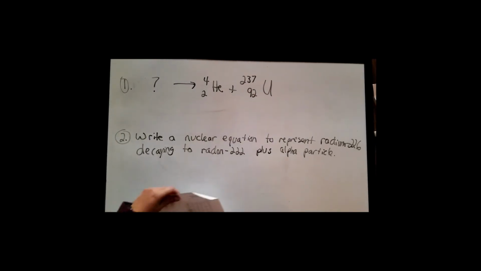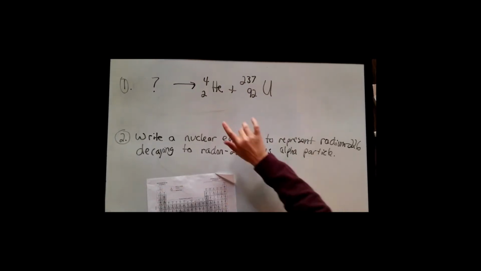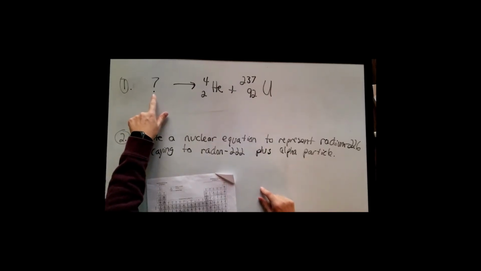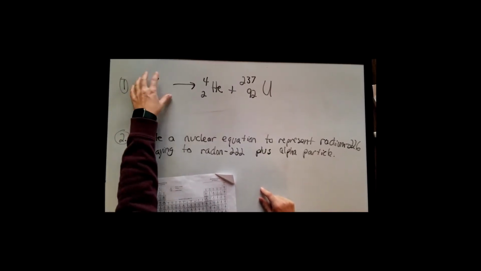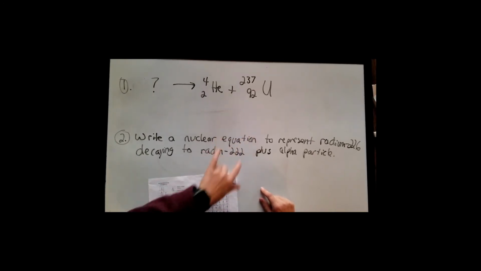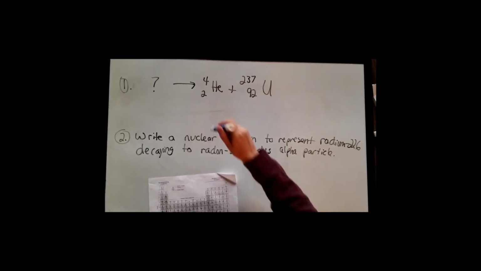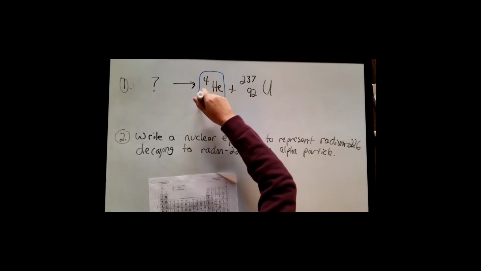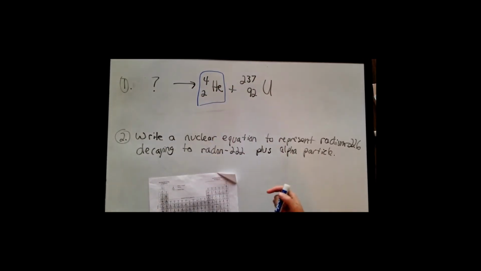Let's look at a few more questions. So in this first one, there's a question mark here for the reactant side of this emission, but it gives us both of the products. So from this, we can not only glean what type of emission it is based off of this particle here, but we can also figure out what the original reactant is going to be. So how do we do that?